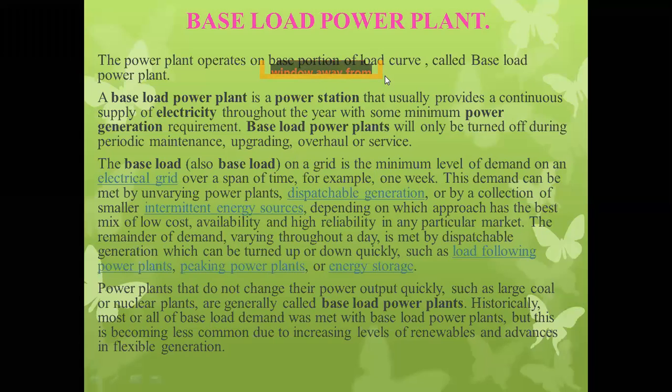sorry, it should have the minimum power generation, but the unvarying power should be there, and it should be highly reliable. Also, these are the various power plants which operate on the base portion of the load curve: the hydropower plant, nuclear, and thermal power plant. These are examples of base load power plants.